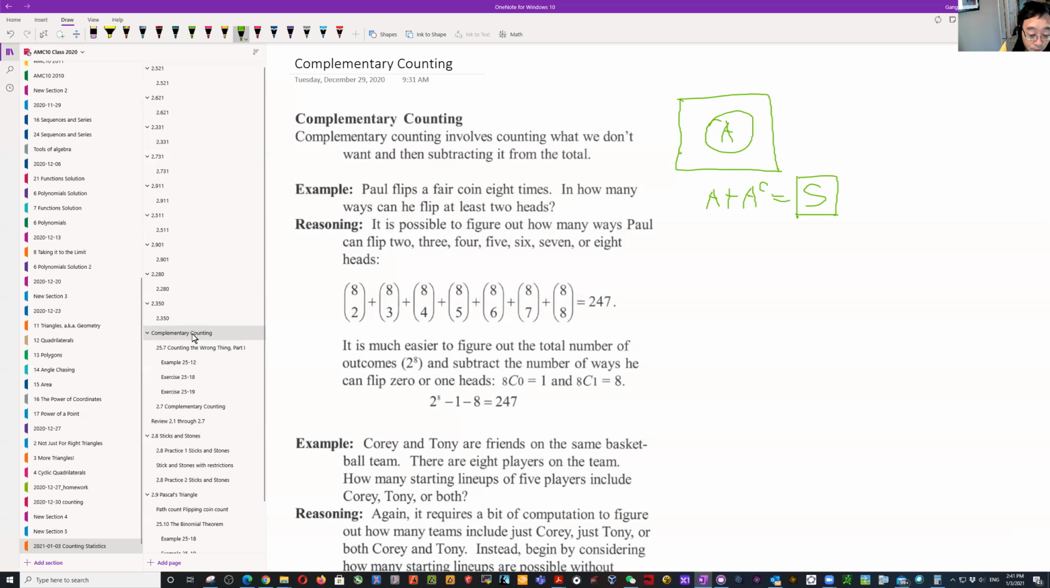And then, for example, this is the problem: flip a fair coin 8 times. In how many ways can he flip at least 2 heads?